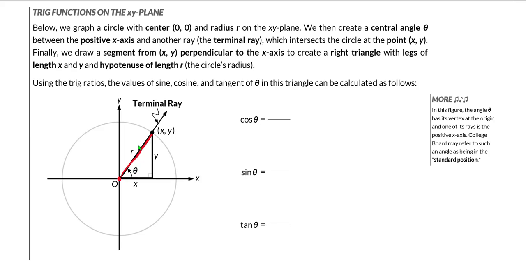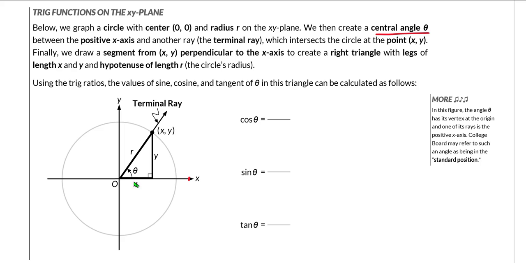There's our radius. I'm going to clean this up as I go so that I don't get this too messy. We are then going to create a central angle theta. Theta is right here. How do we create that angle? We use the positive x-axis as one of the angle's rays, and then we have this terminal ray over here that we have rotated a bit in the counterclockwise direction, and between those two rays, again, we have an angle theta.